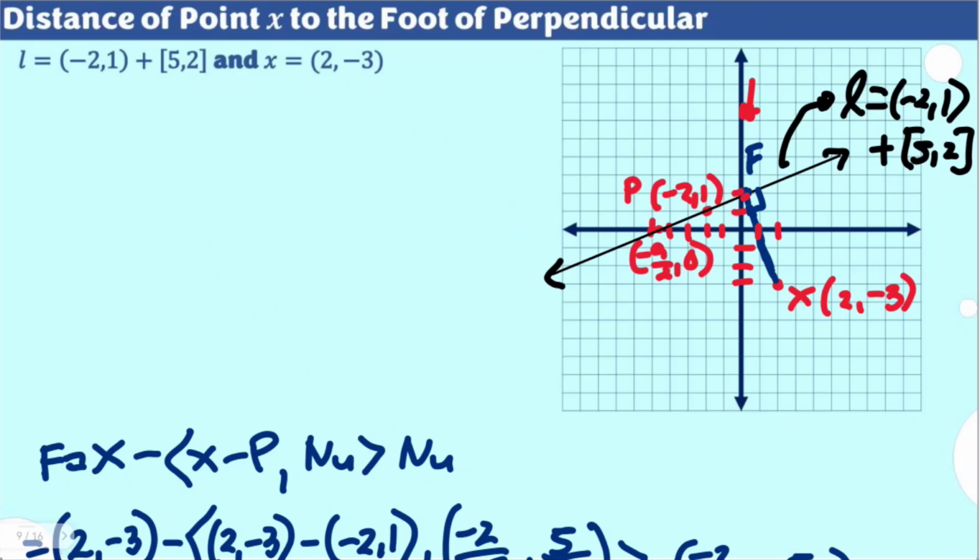This item was already used when solving for the foot of the perpendicular. Given here is the line expressed as (-2, 1) plus your direction vector (5, 2), and x, which is not on the line, which is (2, -3).